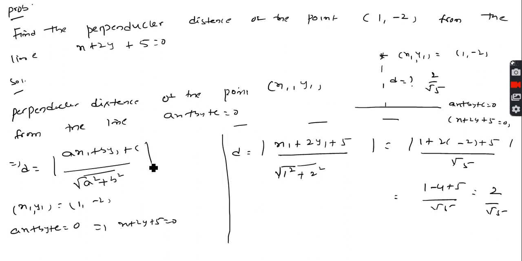First we have to take the perpendicular distance. What is the perpendicular distance? This is a point, and the distance from x1, y1 to this line is the distance. We just substitute x equal to x1 and y equal to y1, so that is nothing but ax1 plus by1 plus c by root of a square plus b square. And here, a is equal to 1 and b equal to 2, if I compare.